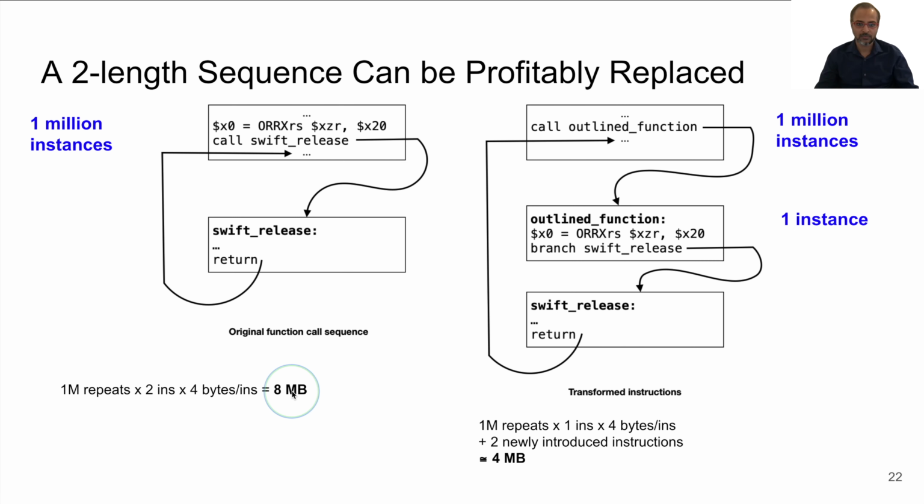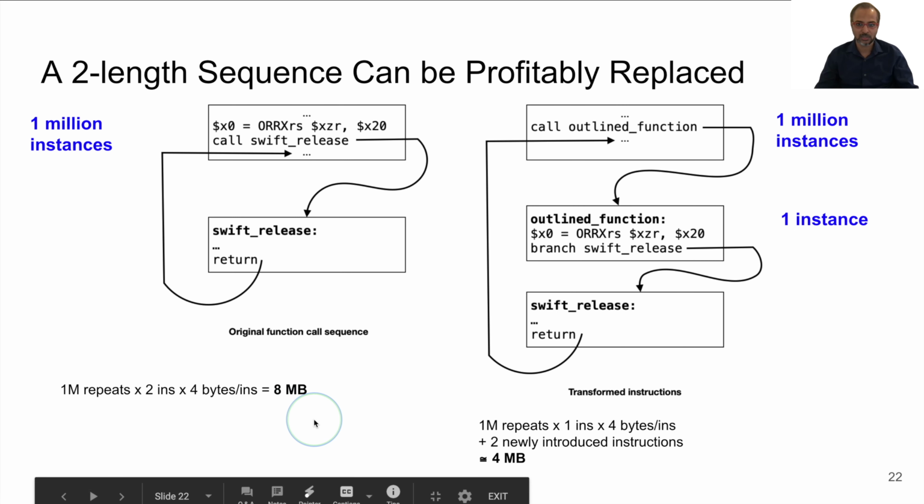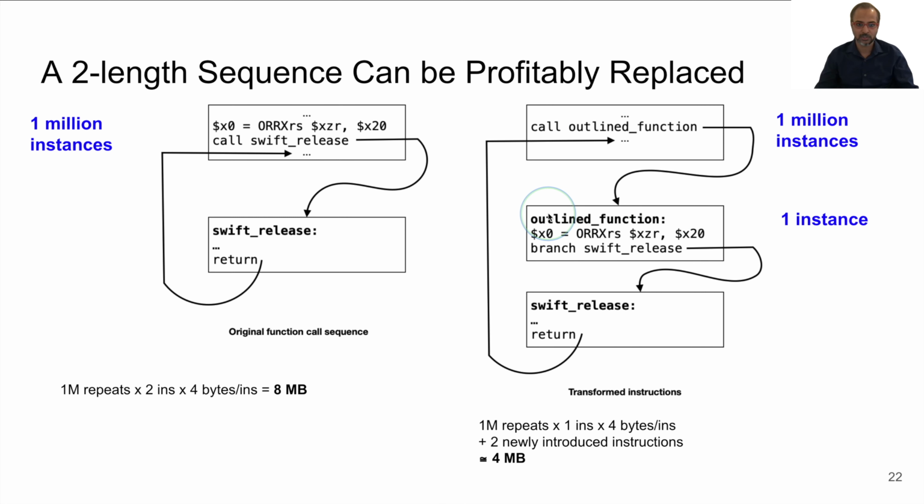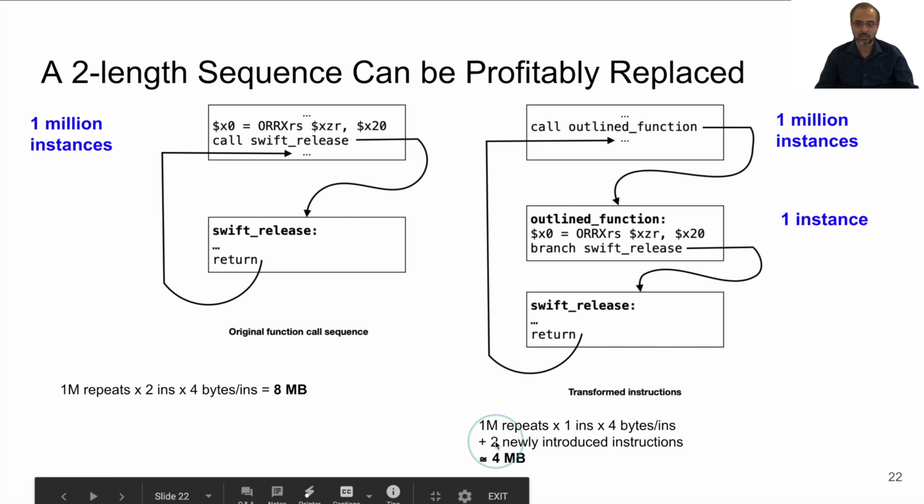Let's substitute each of these two instruction instances with a single instruction that diverts the execution to a special stub. Let's call the stub the outline function. The stub now performs the movement of x20 to x0 and then branches to the same target function, Swift release. The execution of this sequence accomplishes the same semantics as the original one. This version, however, has 1 million times 1 instruction times 4 bytes per instruction plus 2 instructions of the stub, which is about 4 megabytes in size, a 50% reduction in size.